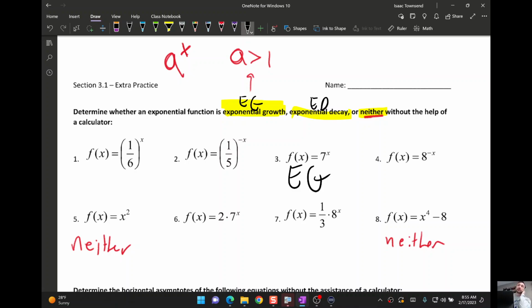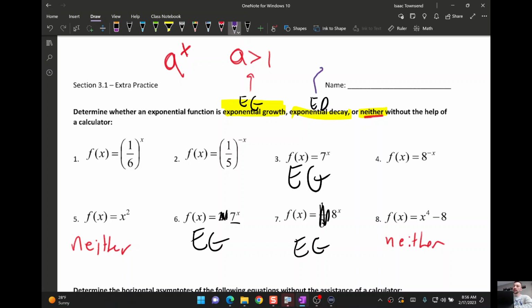But also you need to be aware 6 and 7 are also exponential growth. 7 to the x is exponential growth. Multiplying it by 2 makes it rise twice as quick, but it's still exponential growth. And 7, 8 to the x is exponential growth. Multiplying it by a third is going to slow it down a bit, but it doesn't change the fact that it's still exponential growth. So don't let the times 2 and the times 1/3 throw you off. Those are still exponential growths.